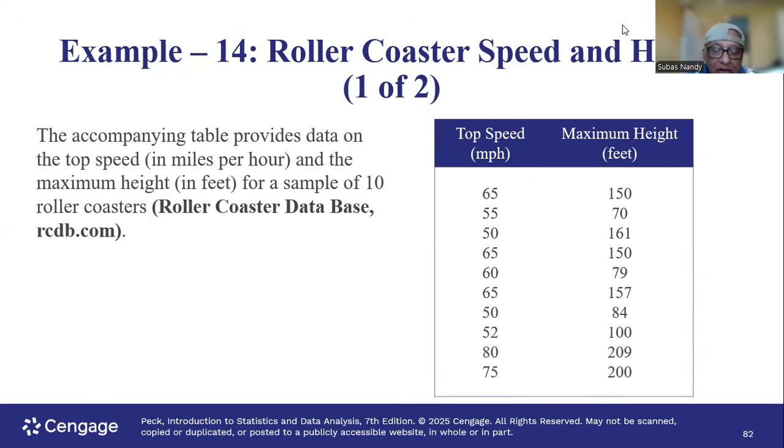values starting with 150. So the first entry in L1 is 150, and you hit enter. Then 70 and enter. Then 161 and enter. Then 150 and enter. Then 79 and enter. Then 157 and enter. Then 84 and enter. Then 100 and enter. 209 and enter. Then 200 and enter. Everything in L1 is maximum height, which is x.